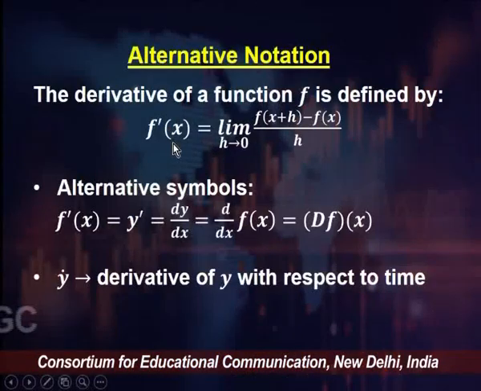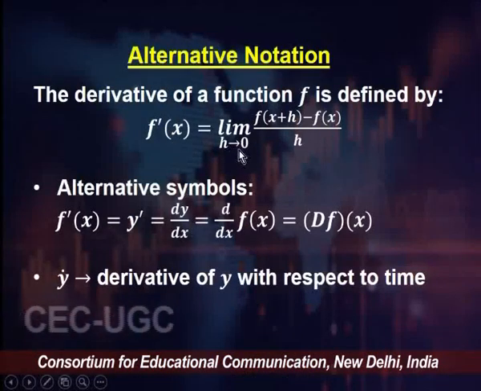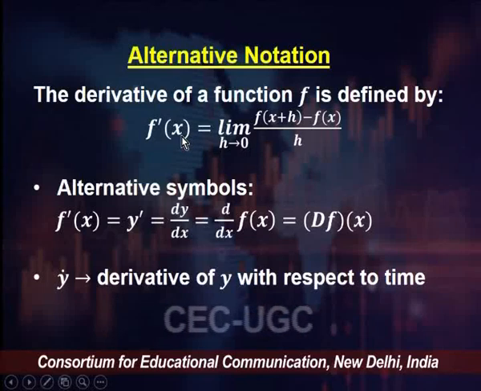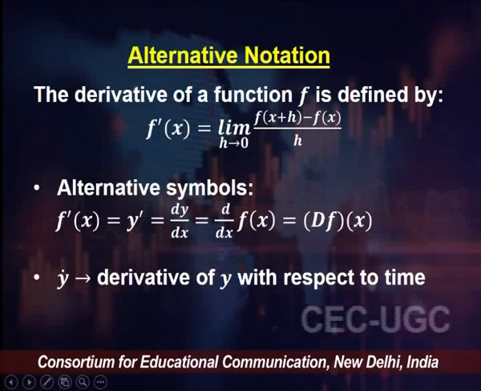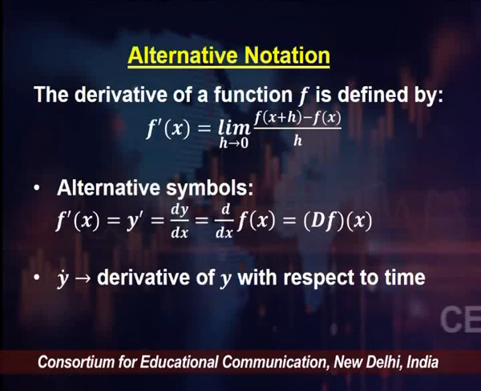Now let's just look at some alternative notation that is also used for calculating the derivative. So in general, the derivative f prime of x is given by, if we don't take the point a in particular, but we just take the general derivative of a function f at the point x.